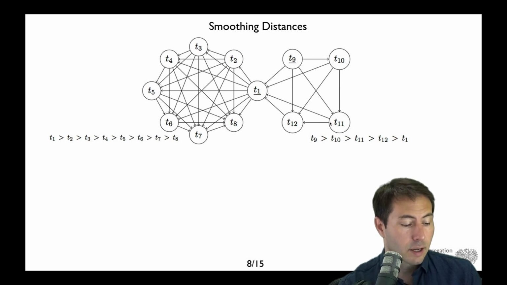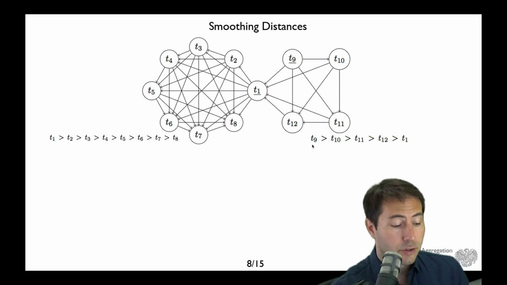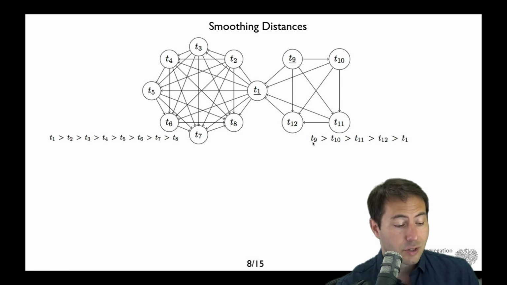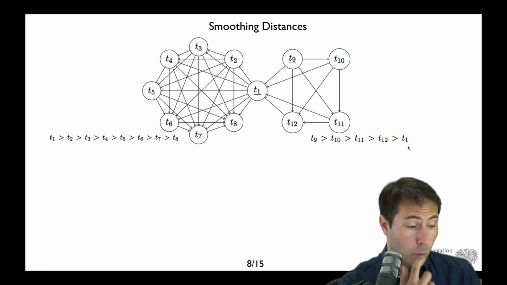Then we have a second node. Here, we have another dense cluster where T9 is better than all of the nodes seen by the rater on the right. T9 is better than 10, is better than 11, is better than 12, and is better than 1.